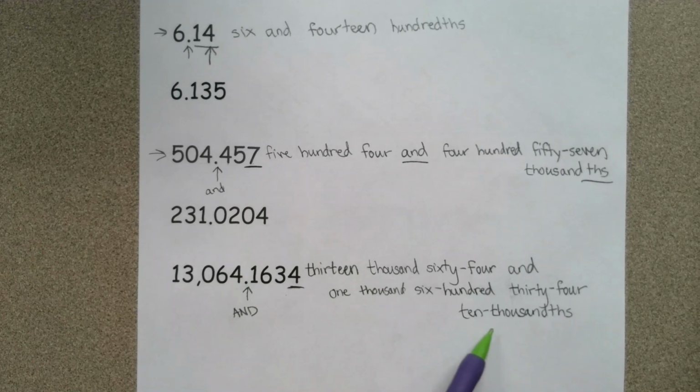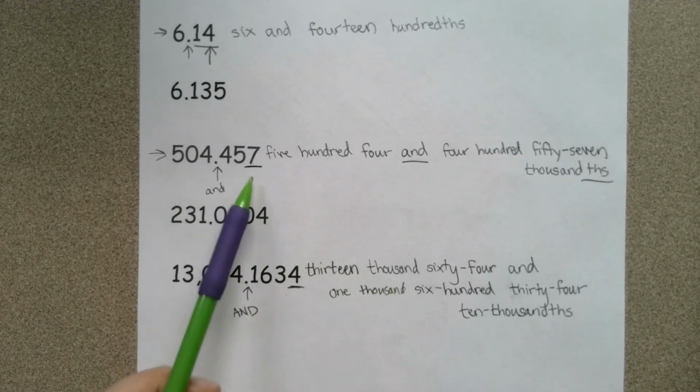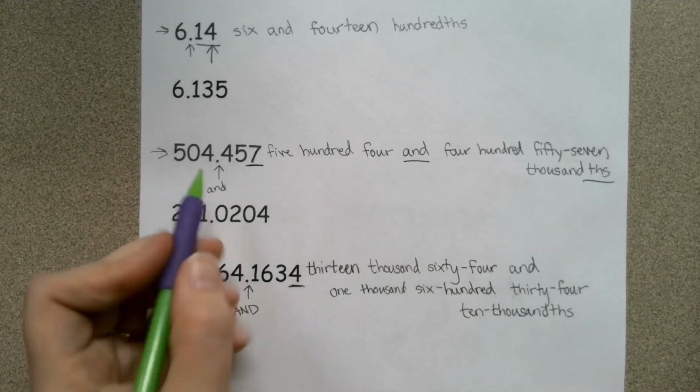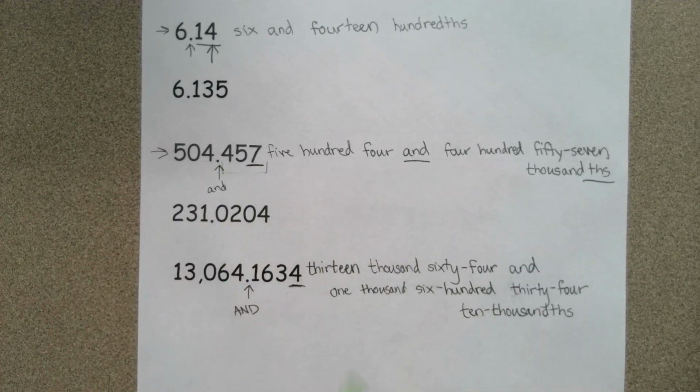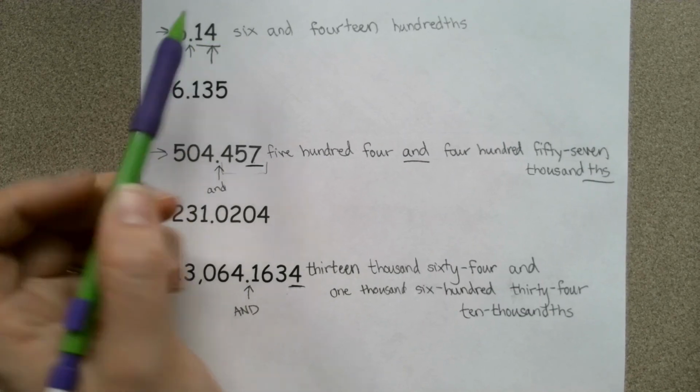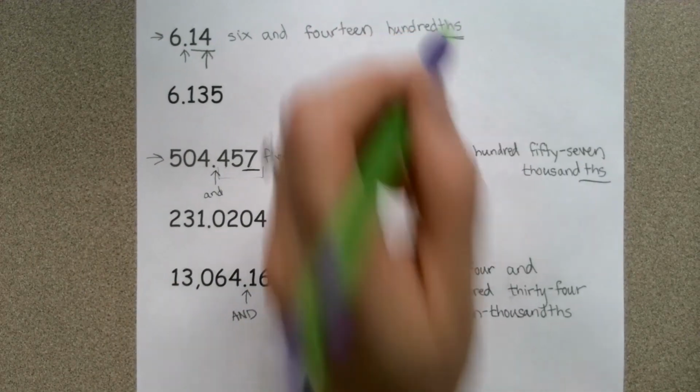Well, the 4 is in the 10,000ths place, so that's how we ended it. The 7 up here was in the thousands place, so that's how we show this part was a decimal. Same thing with the 14. We show that it's to the right of the decimal, part of a whole, by saying hundredths with that THS.